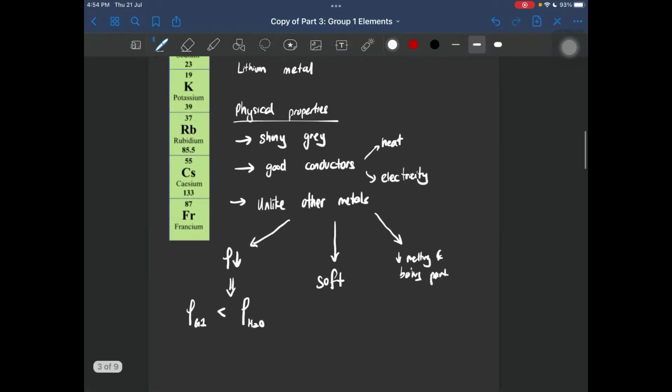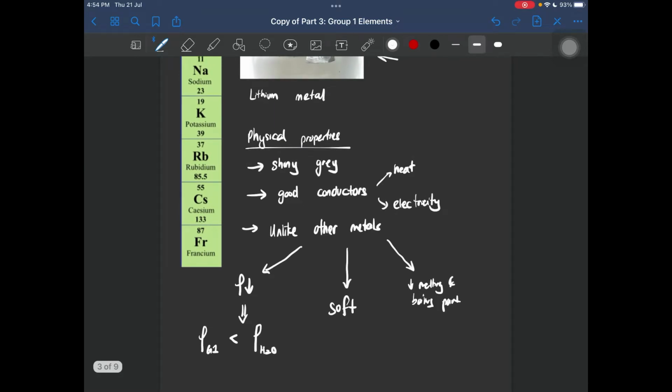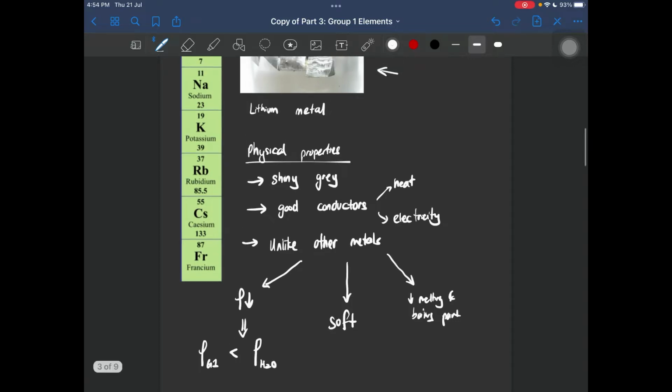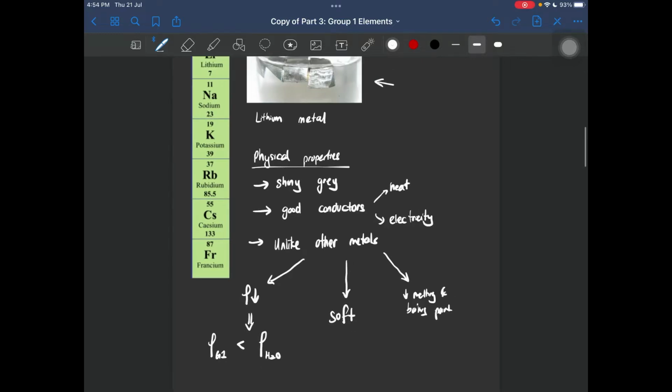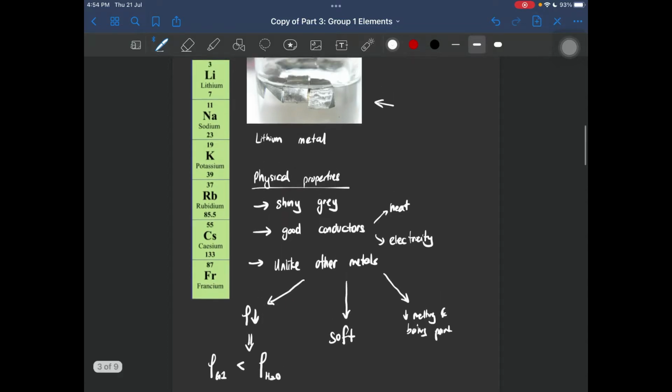If you compare group 1 elements with, for example, group 18 elements, group 1 elements still have a much higher melting and boiling point. However, group 1 elements have a low melting and boiling point when you compare them with other metals. But it's still higher than, for example, group 18 elements, because it is still held by strong metallic bonds. The forces of attraction that hold metals together are strong metallic bonds, which allow the melting and boiling points to be high. However, when you compare with other metals, it is relatively low.